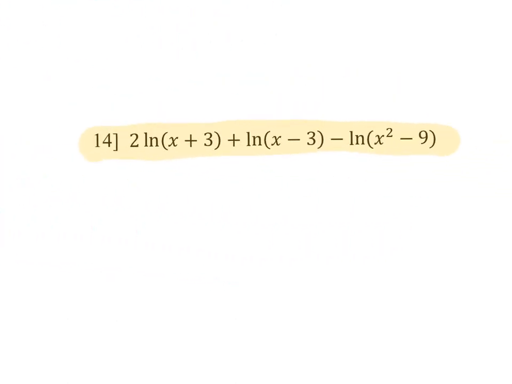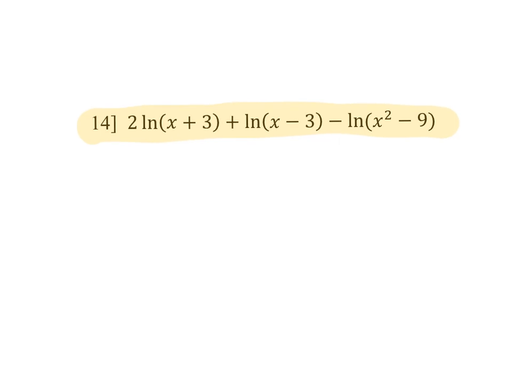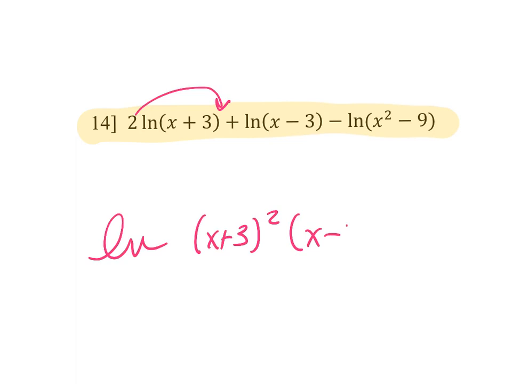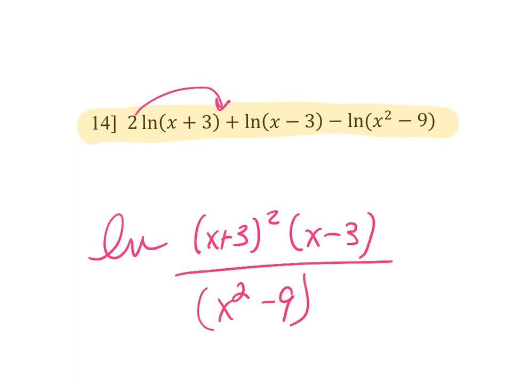All right, let's look at this one. This one looks complicated because you have a bunch of expressions. It's really not. Do you have the same natural log on all of them? Yeah. Okay, so I'm going to write natural log out in front. 2 becomes the exponent here. Agreed? Yeah. Okay, so I have what? x plus 3 squared times x minus 3, divided by x squared minus 9. They are not asking you to now factor or anything like that. All they're asking you to do is take this natural log that we have pulled apart and smush it back together.